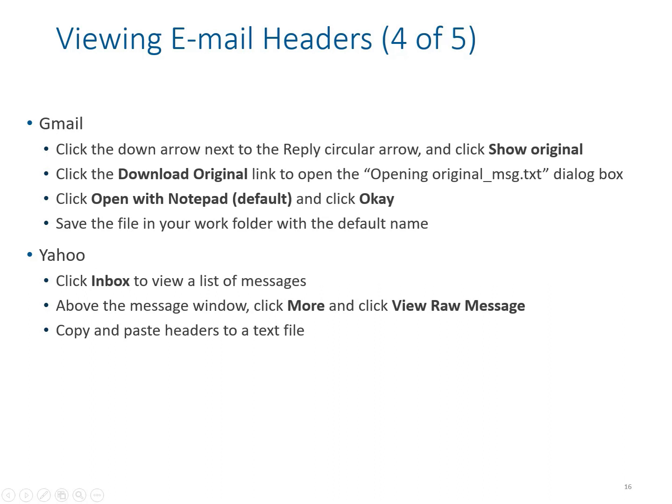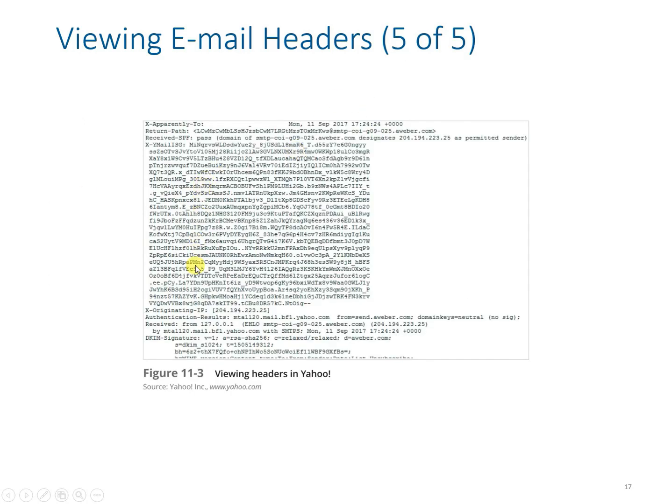Now, viewing the email header in Gmail: click on the reply or the circular arrow, show the original and download the original. You'll find a text file over there with the default options. You can save that file with a name, and the same goes for Yahoo. And that's the information that you get.